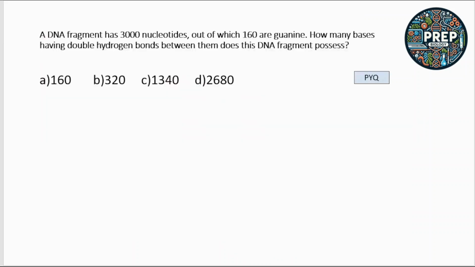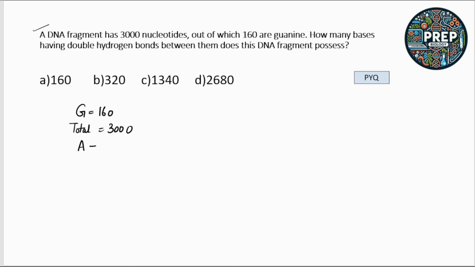So the next question is from your PYQs. This question has already been asked in your previous year's class 12th board examination. So what is the question? The DNA fragment has 3000 nucleotides, out of which 160 are guanine. How many bases having double hydrogen bonds between them does this DNA fragment possess? So you have to calculate how many bases have double hydrogen bonds.